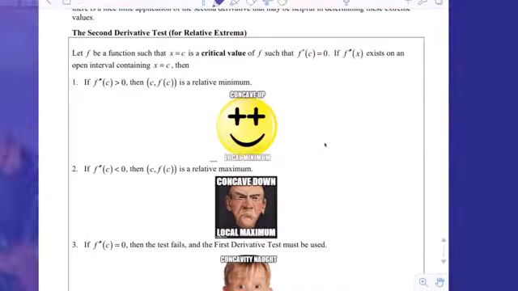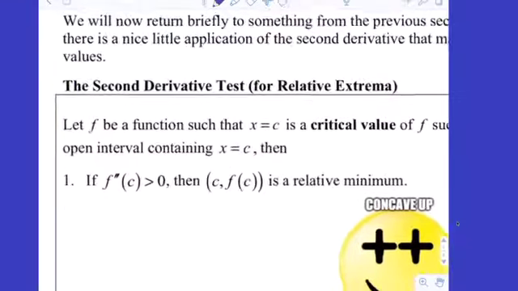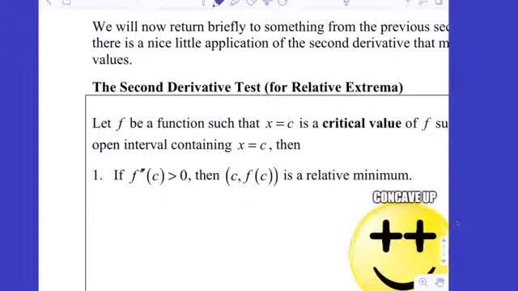All right, so the other thing that we're going to do with the second derivative, the first one, of course, was finding inflection values and intervals of concavity, is to come up with another test for local extrema. Remember, we already have one test for that, right? What was it called? The first derivative test.